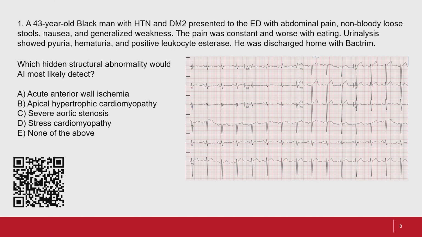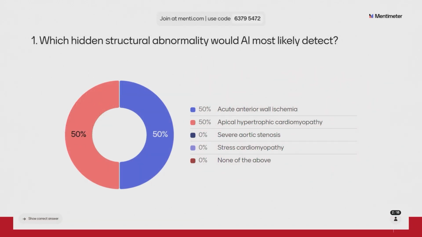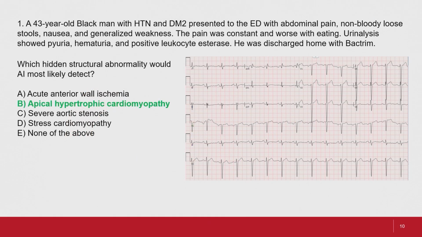Probably none. Go with none? I would go with none. All right. Humanity says none. Humanity says none. Let's see what the audience says. Okay. We have a balance here between anterior wall ischemia and apical HCM. HCM. The voltages are pretty high.